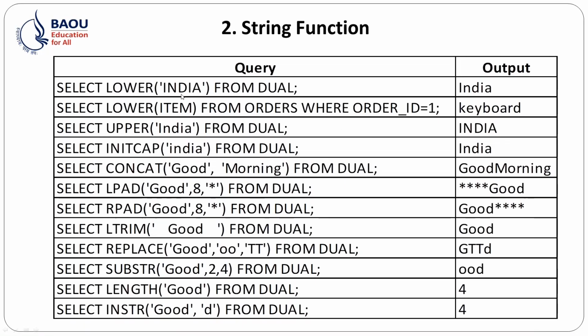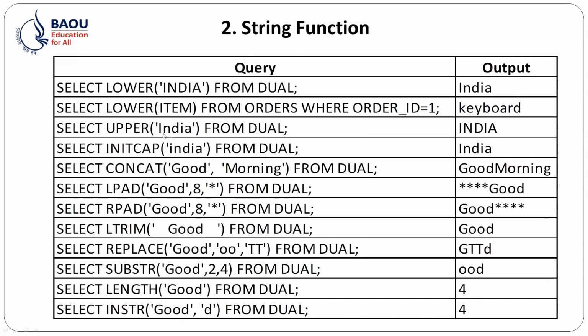Lower is used to convert to lowercase letters. So how to write it? Select lower, function name, in brackets in single quotation marks. This is the string. So we can pass the value within single quotation marks from dual. Then it returns the lowercase letters. Now lower of item from the order table: the item column from the order table, where order ID is 1. The value for order ID 1, keyboard, is in lowercase letters.